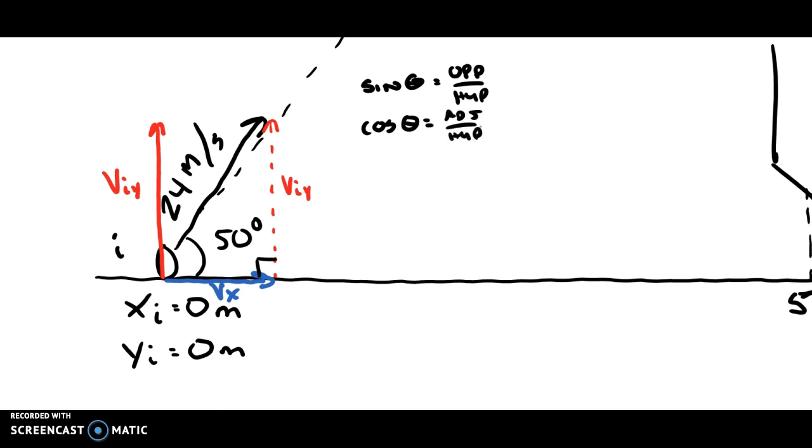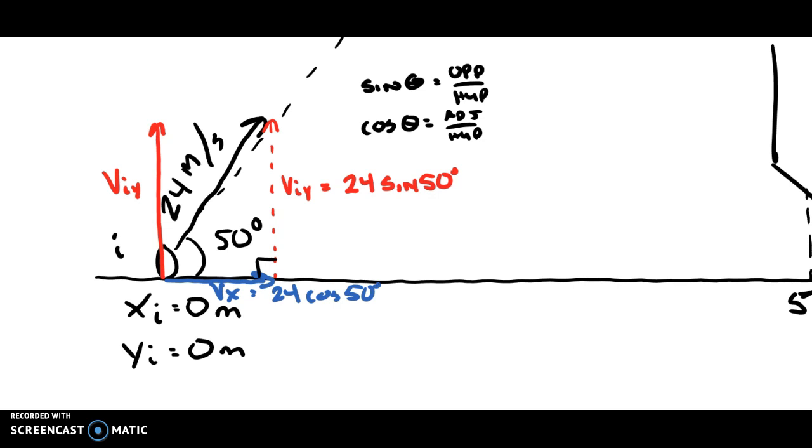Well, in this case, we have the hypotenuse and we have the angle, and the opposite side would be v_iy. And so v_iy is equal to the hypotenuse times sine of theta, sine of 50 degrees. And in the x direction, you have 24 cosine of 50 degrees.